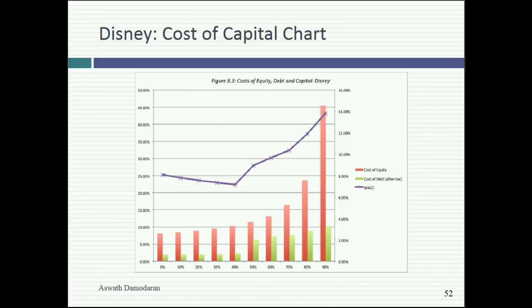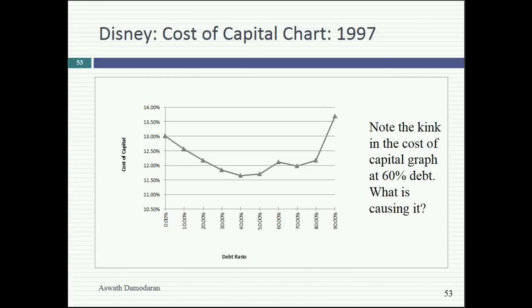But I'm going to take you back to my 1997 edition, where I did the same thing. I drew the graph, and there was one little problem with this graph. Notice what it is? There's not a minimum and then you start rising. There was a kink. It's a kinky cost of capital graph.